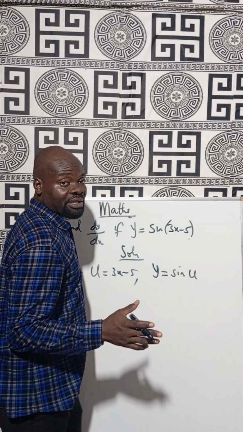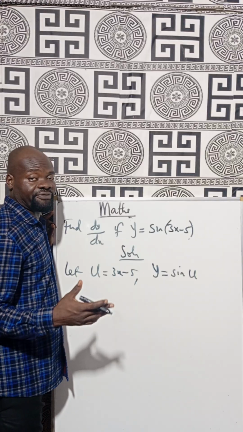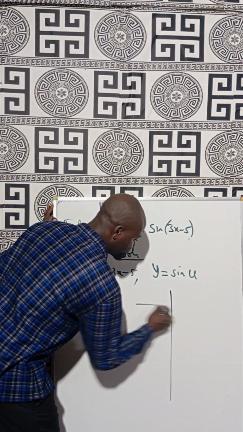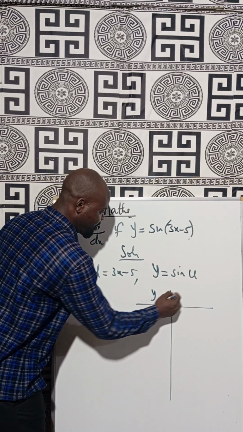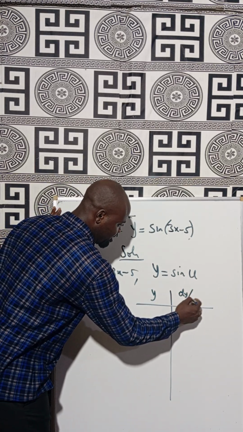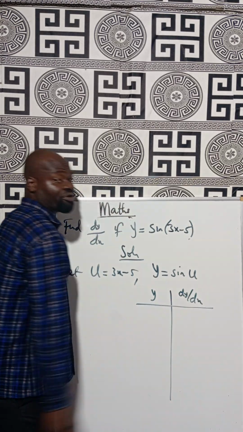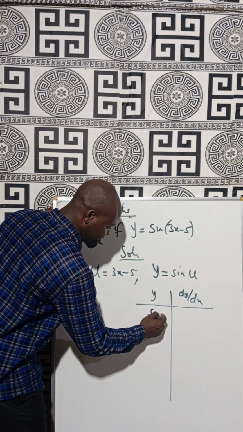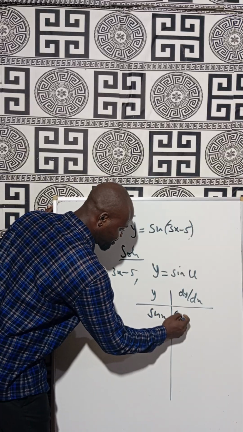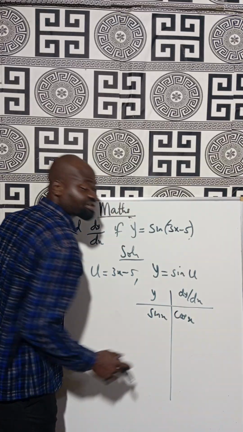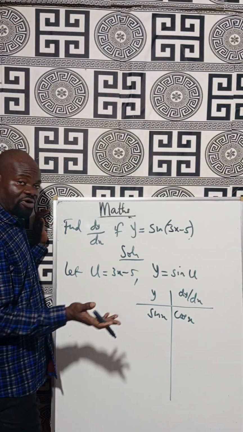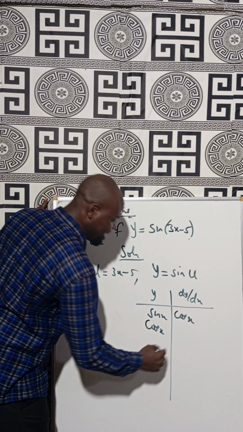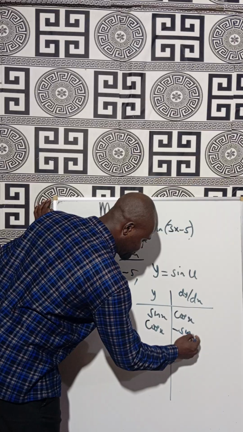Now let me give you something we call standard derivatives. So you can just put it down. Let's say we have y and we have dy dx. Dy dx means your derivative. So we have standard derivatives. If your y is sine x, your dy dx is cos x. Just try and master it. Sine turns to cos. If your y is cos x, your dy dx is minus sine x. You have to learn this.